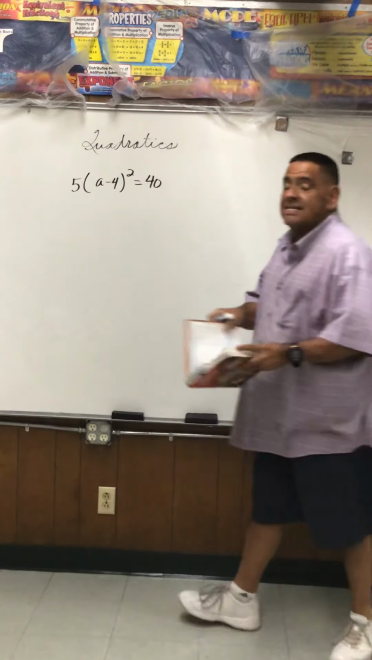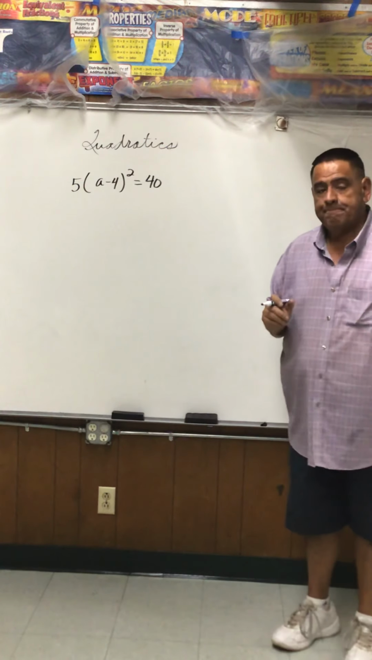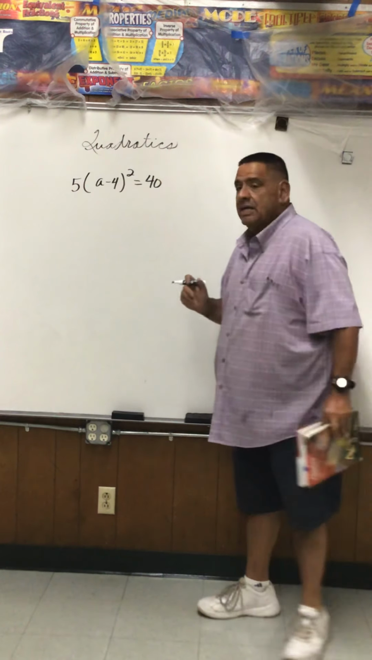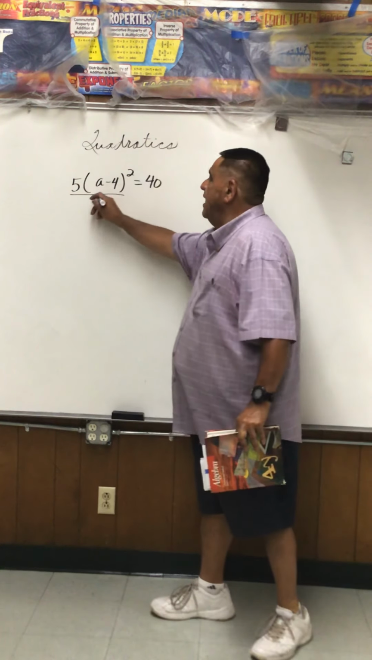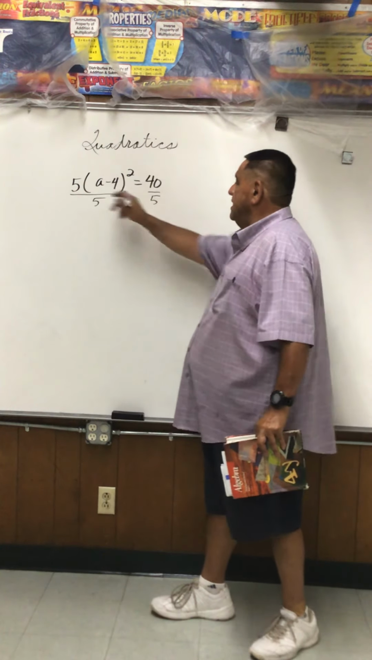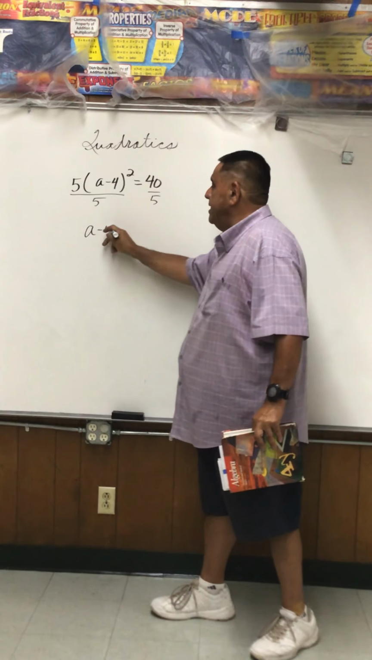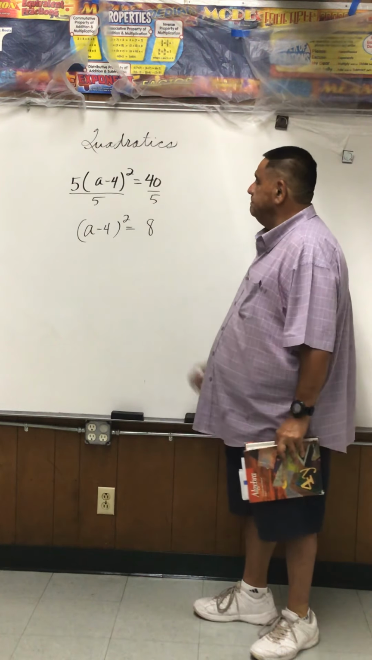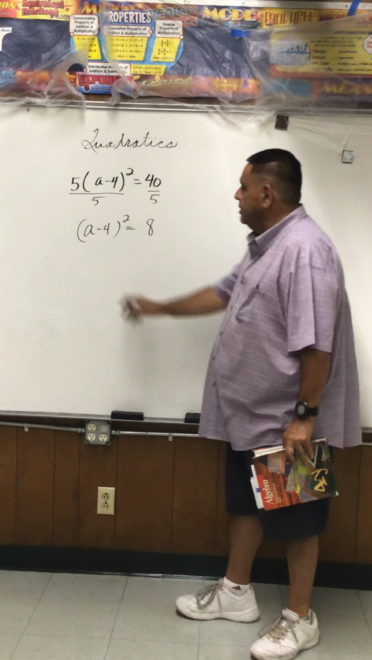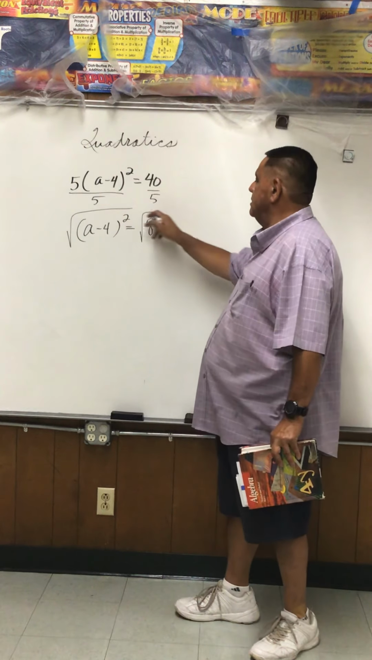Something like that. That's kind of combining two things we just did. So in this case, let's take care of that 5. So let's divide both sides by 5. That's going to simplify to give us a minus 4 quantity squared is equal to 8. All right? Now we're going to take the square root of both sides.